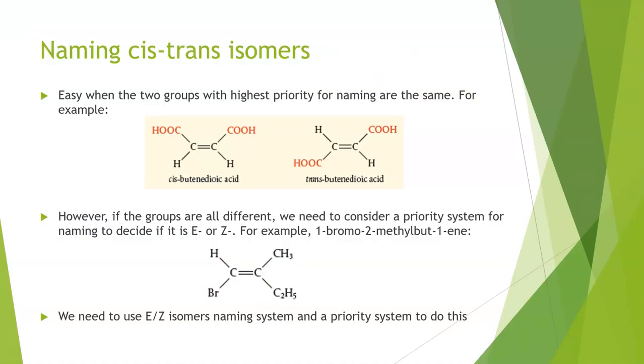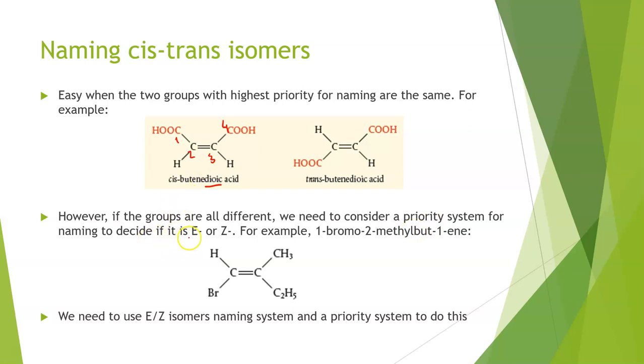So when we name these, the two groups with the highest priority for naming are the same. So in this case, because we have butenedioic acid, dioic telling us there's 2 carboxylic acids, ene telling us there's a double bond, and but there's 4 carbons, so we have this 1, 2, 3, 4 carbon arrangement, 2 carboxylic acids. We are cis butenedioic acid or trans butenedioic acid. However, if the groups are different, we need to consider which are the highest priority to be able to identify which groups we would consider cis and trans to each other.